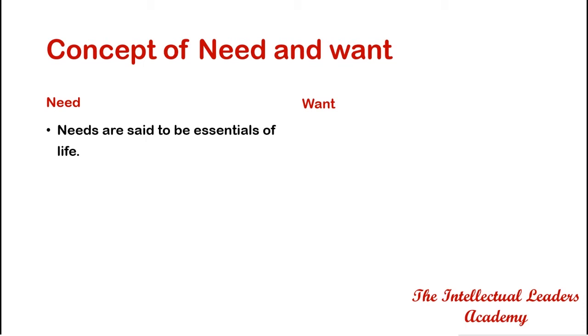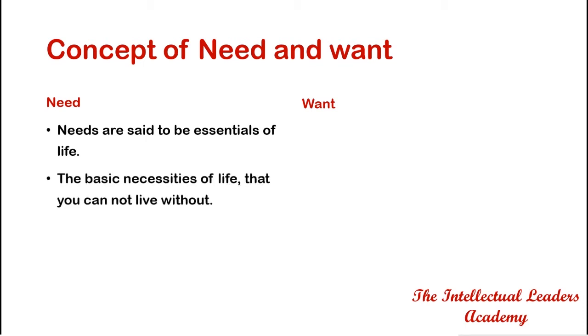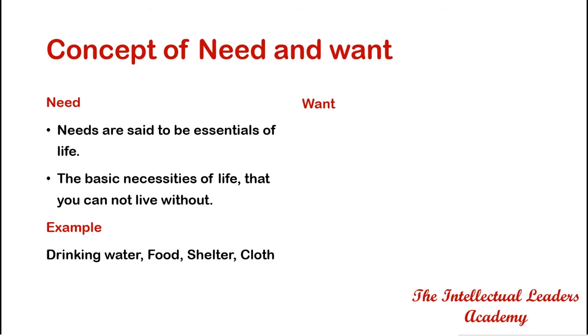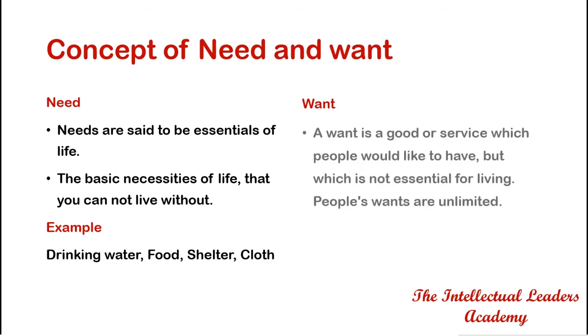You have to have them. Getting my point? Okay, the basic necessities of life that you cannot live without. For example, drinking water, food, shelter, clothes. You need to have them. If you don't have them, you're going to die. These are basically the needs. What are called wants? Now, when you have got money, you become rich, so you don't only look for clean drinking water. You may look for even imported drinking water, which is actually a luxury.